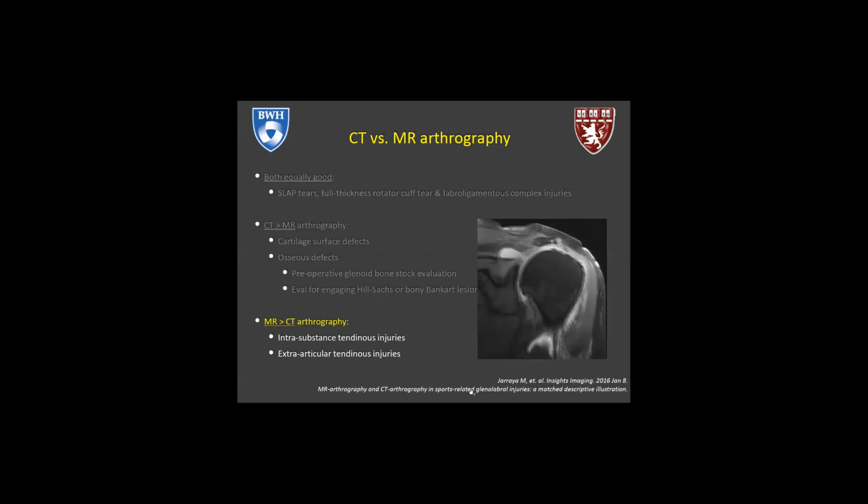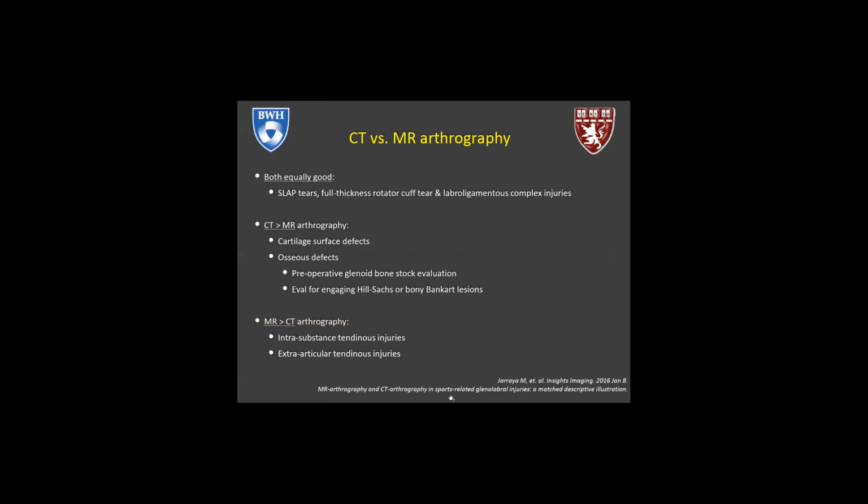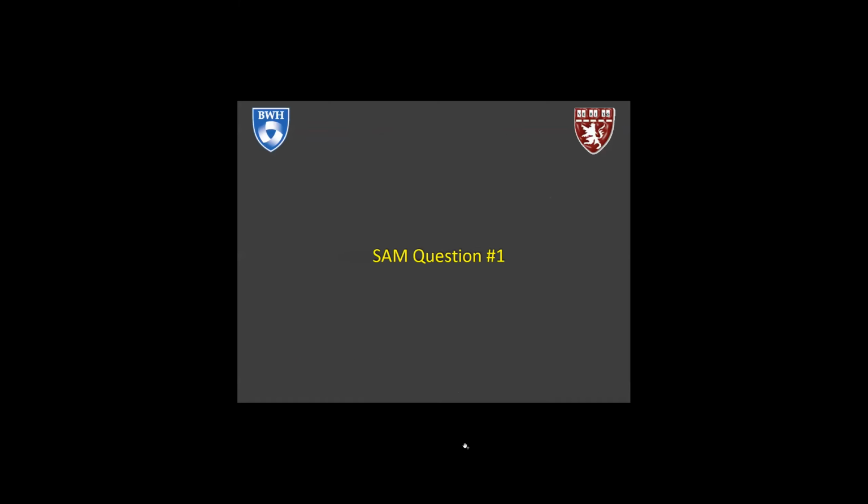Where MR outperforms CT is really looking at intrasubstance tendinous injuries, as well as extra-articular tendinous injuries, where we have to look at other things such as the deltoid musculature or other nearby structures and biceps tendon injuries. So this is a nice good summary. You could read more about it in Dr. Jarraya's paper. So just a quick break in our first third of the talk, just for self-assessment here.